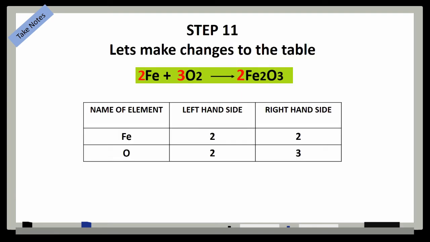First thing, iron on the right hand side has changed. It becomes 2 into 2, which is 4. Oxygen on the left side has become 3 2s are 6. And on the right side, oxygen has become 2 into 3, which is also 6. Now, the table has been changed.